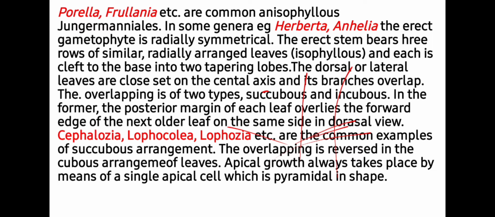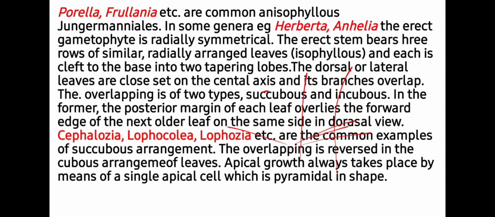and Anthelia, where the erect gametophyte is radially symmetrical. Here the erect stem bears 3 rows of similar radially arranged leaves which are called isophyllous, and each is cleft to the base into two tapering lobes. The dorsal or lateral leaves are close set on the central axis and its branches and overlap.